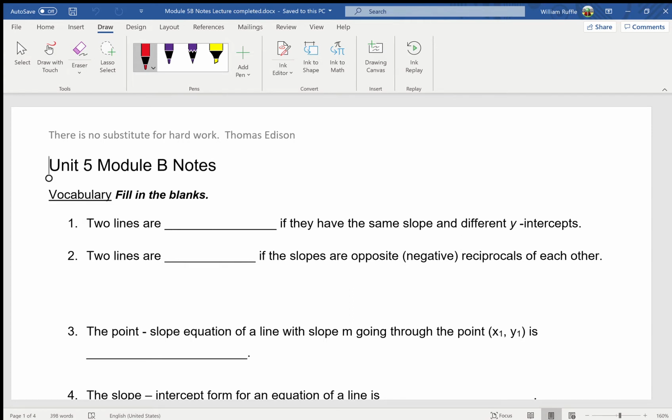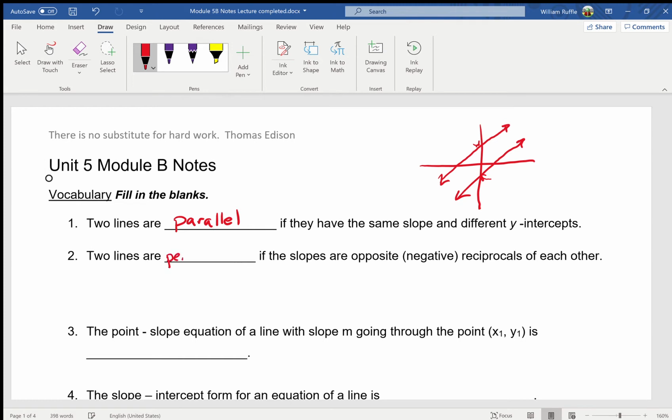Two lines are considered parallel if they have the same slope and different y-intercepts. So if I draw one line here and another line here, you can see they both have the same slope, yet they're not intersecting, and that's why they're parallel. They have different y-intercepts. Here's one y-intercept, there's the other, but they have the same slope.